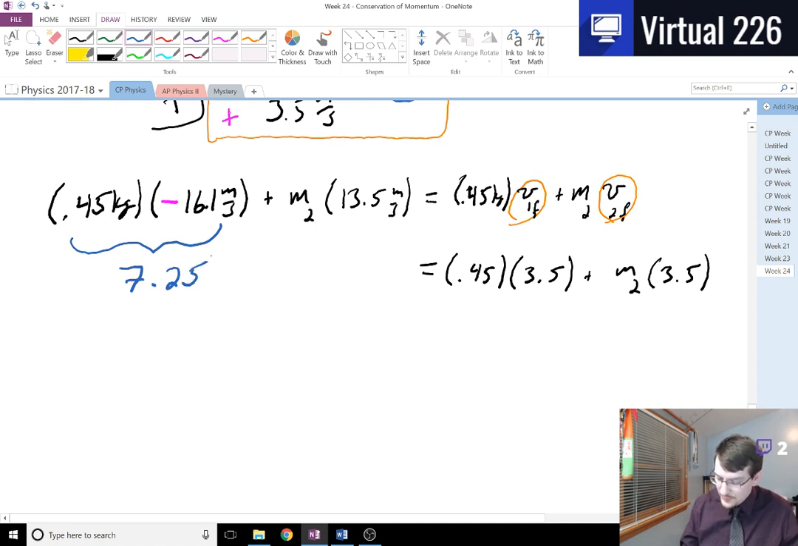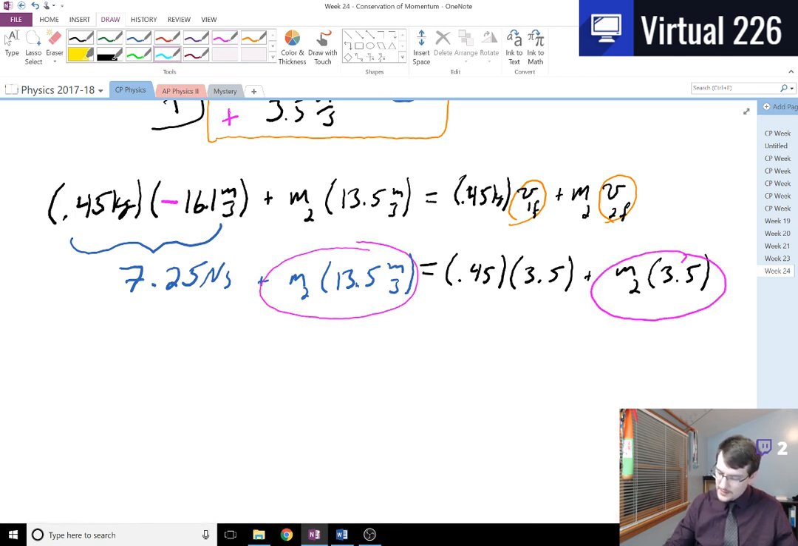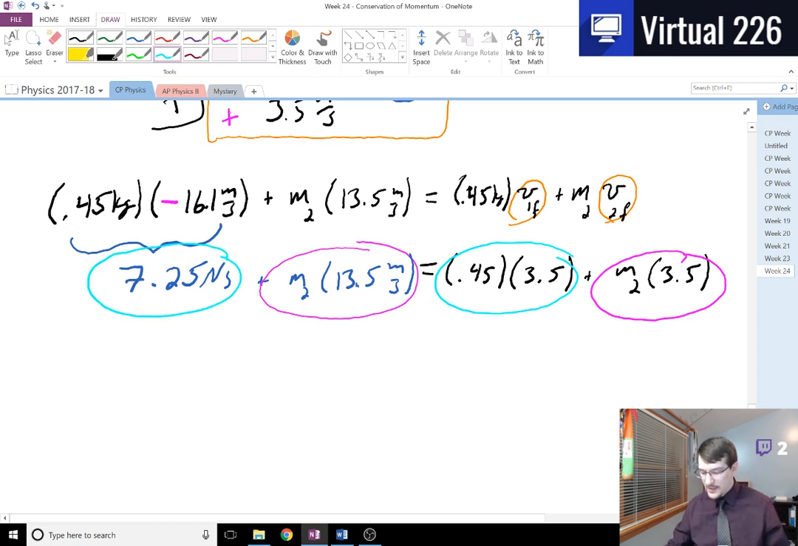7.245, let's just round that up to 7.25 newton seconds, plus, and it doesn't matter which order you write these, the number or the variable, m2 times 13.5 meters per second. And then we can just go ahead and solve this. We're looking to stick together these like terms, and these numbers are going to go together. If we take 0.45 times 3.5, this number here is actually 1.575 or 1.58, however you like to round that. And if I subtract it from each side, those will go away.